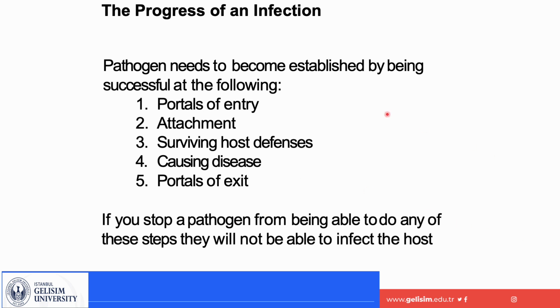A pathogen needs to successfully enter the host's body through portals of entry. It needs to attach to the host cell. It needs to evade the host's defense system, then cause disease, and then exit the host through portals of exit. These are all the steps a pathogen needs to go through for its success. If any one of these steps is interrupted or prevented, the pathogen will not be able to infect the host.